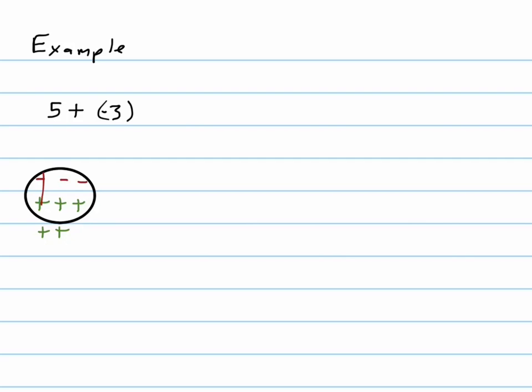So cancel, cancel, cancel. And we're left with 2. Or same signs add, different signs subtract, and take the sign of the larger number. So we're left with a positive 2. Alright?